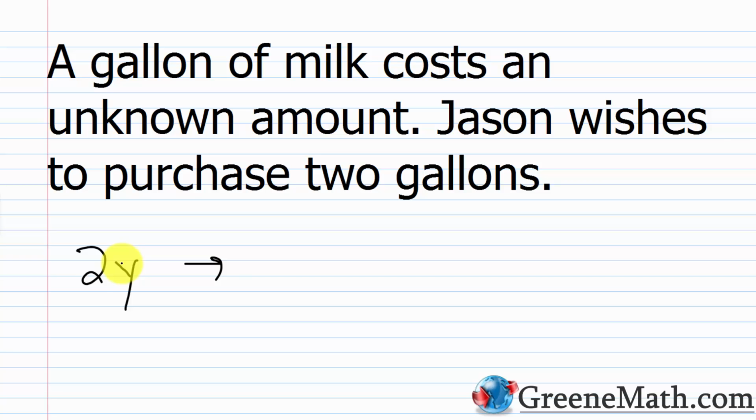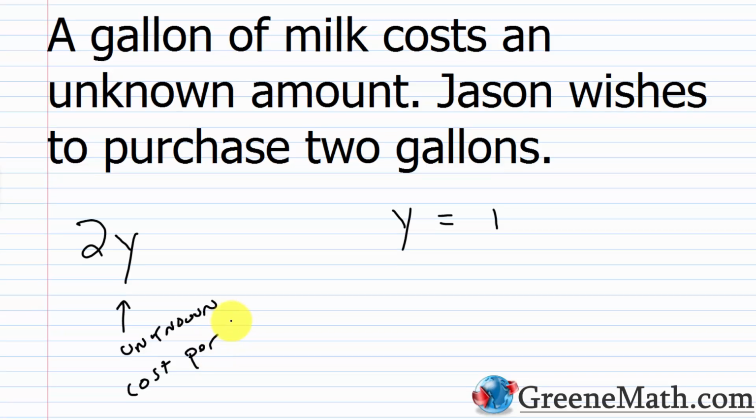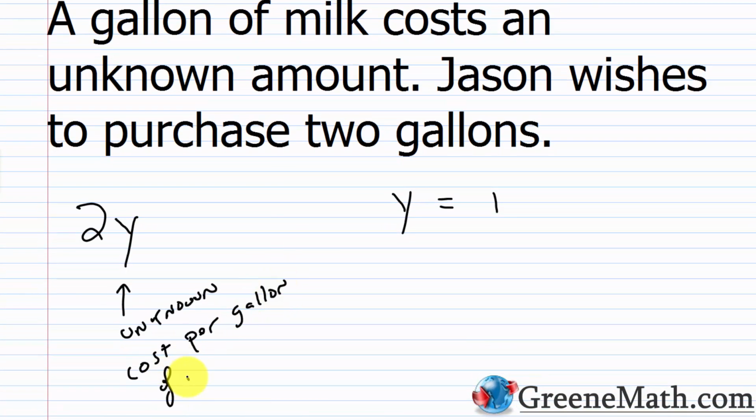That implies multiplication. Now, if I give you a cost per gallon of milk, I can tell you how much Jason's going to spend on his milk purchase, right? If I say that y is equal to $1, and I'm not going to put the dollar symbol in this time, I'm just going to put 1, well, then really all I'm going to do is plug a 1 in for y, right? This is the unknown cost per gallon of milk. If I tell you that it equals $1, I could just plug a 1 in there, and I can say, okay, well, 2 times 1 is 2. So he spends $2 on 2 gallons of milk.